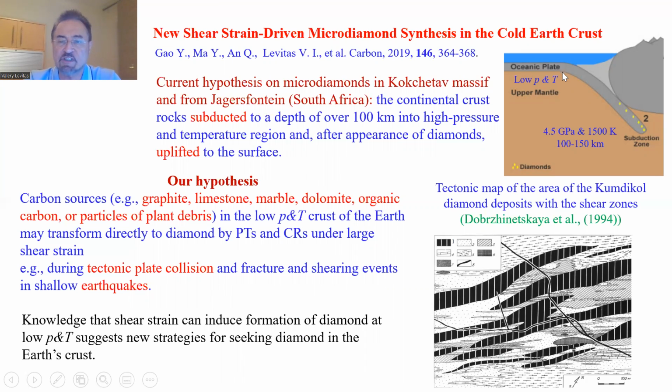And the main hypothesis was that this portion of material traveled down to the high pressure, high temperature region, and after phase transformation uplifts back. But since we found that diamond can be obtained at low pressure and temperature just by applying shear, then nobody needs this journey, and diamond can be directly obtained here during various tectonic events leading to shear bending. Indeed, these microdiamonds were found in severely sheared regions.